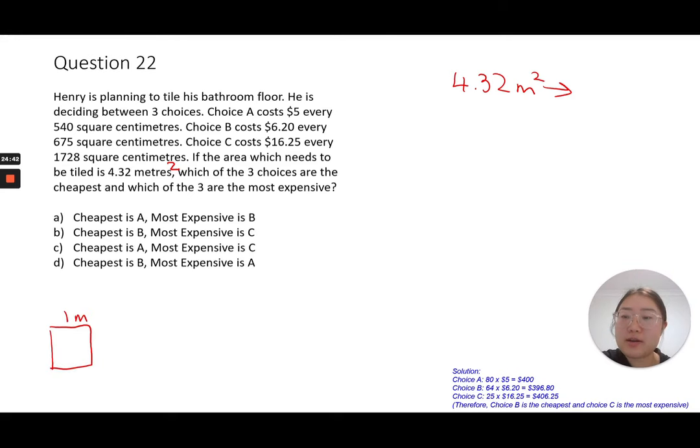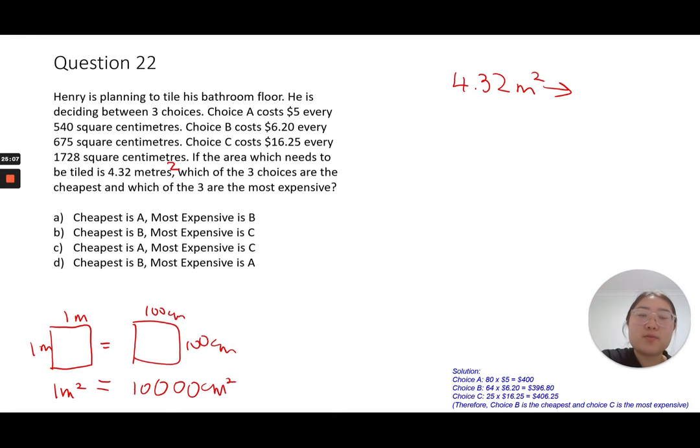I want you to always think about this square. A 1 meter by 1 meter square is basically 100 centimeters by 100 centimeters square, right? Because a meter is 100 centimeters. So 1 square meter is actually 10,000 square centimeters. So you're going to move the decimal back twice. You get 432 and twice again, 43200 square centimeters. That's the full amount.